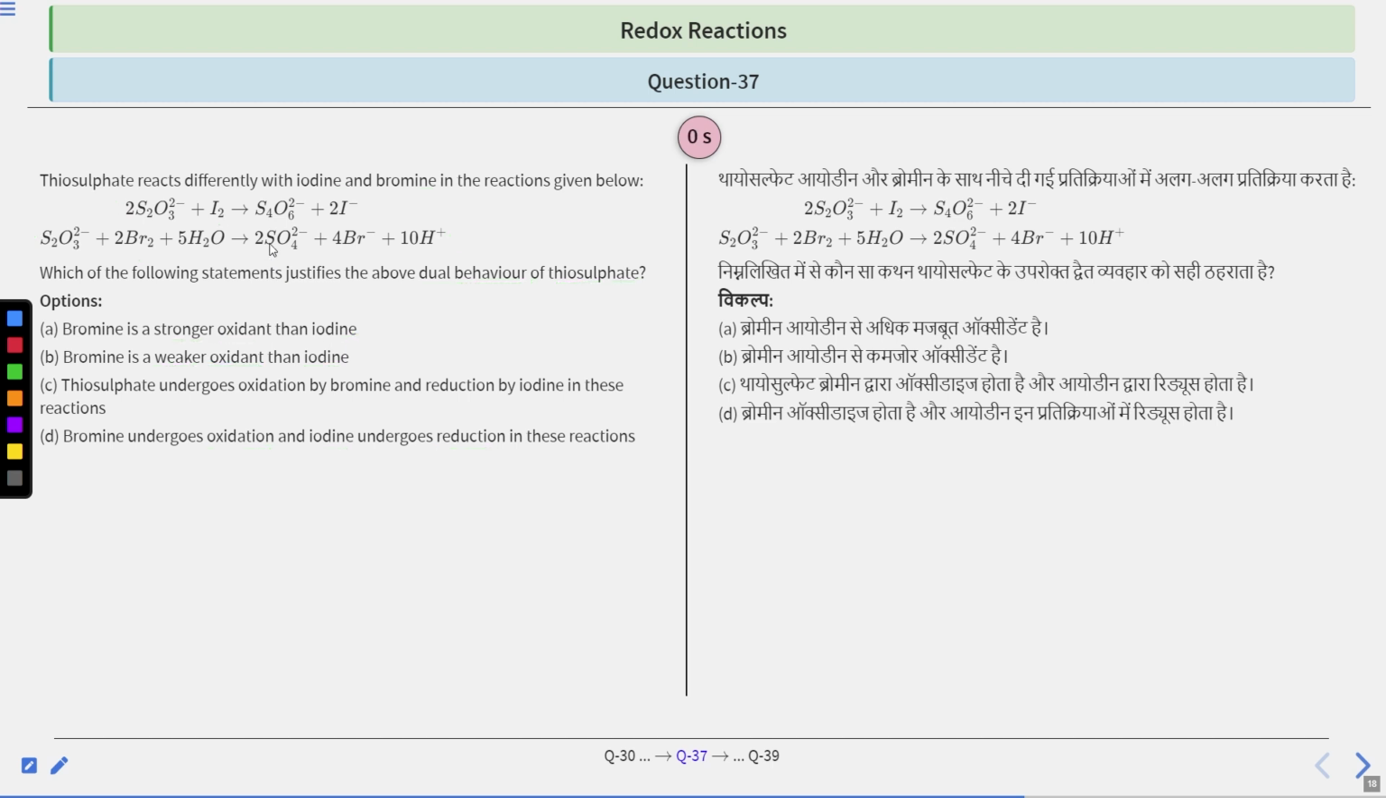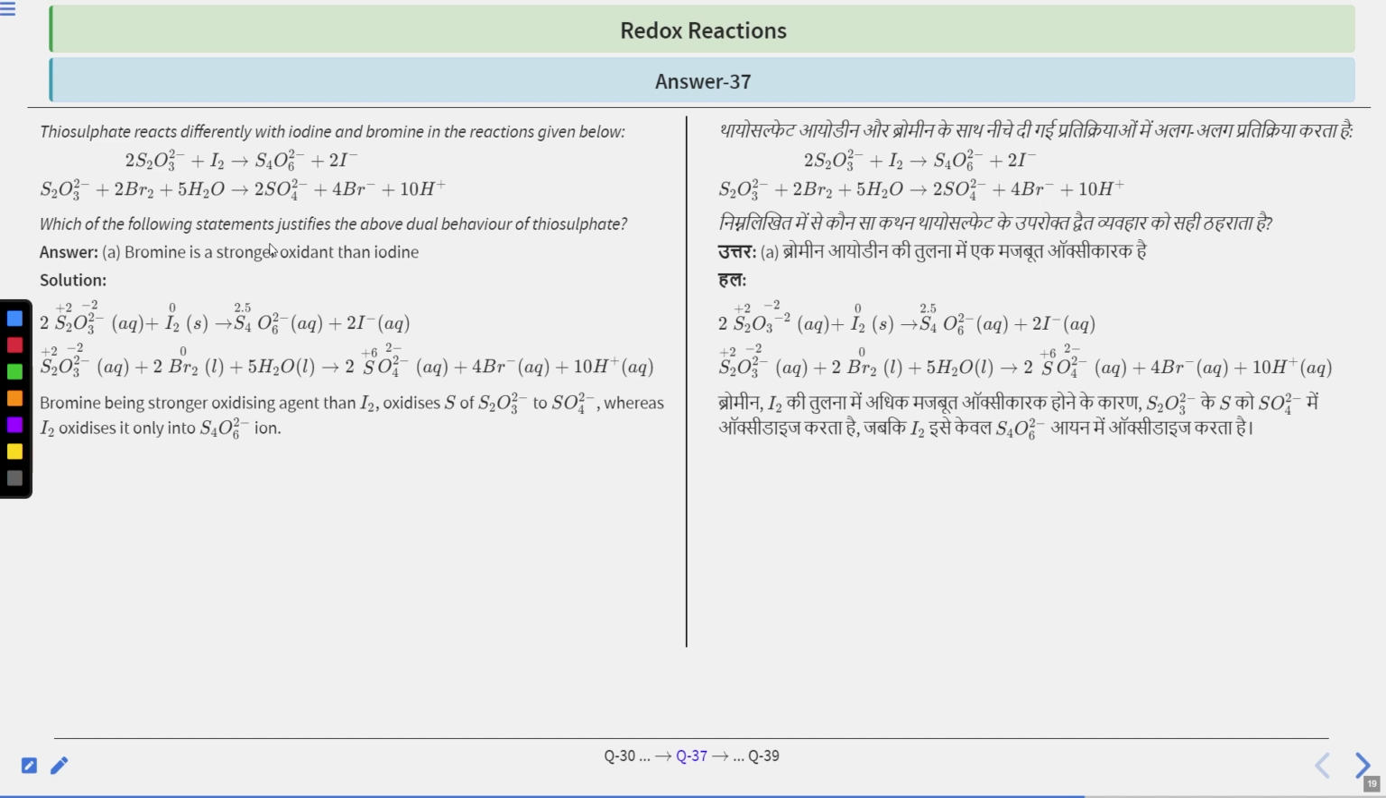Okay. So let's see. The correct answer is option A, that is bromine is a stronger oxidant than iodine. If you see this reaction of iodine with thiosulfate, 2S2O3 2 negative plus I2, in which S has +2 oxidation number, O has -2, and I2 has 0 because it is in elemental form, giving us S4O6 2 negative, in which sulfur has 2.5 oxidation number, plus 2I negative in which I has -1 oxidation number, right?